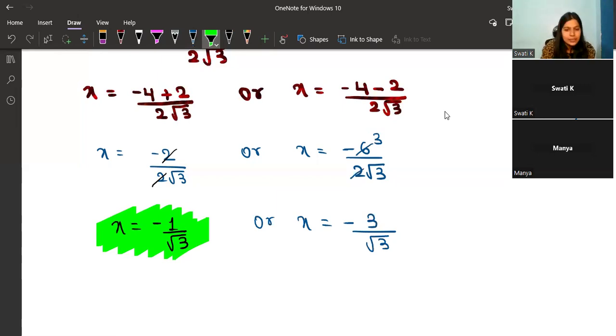3. You understand? So what is the answer? X is equal to minus 3 by root 3. You understand this question properly?